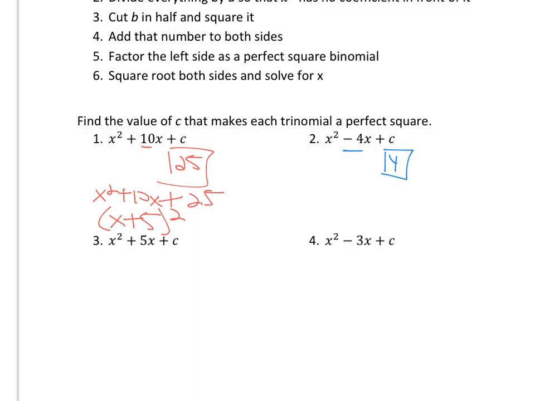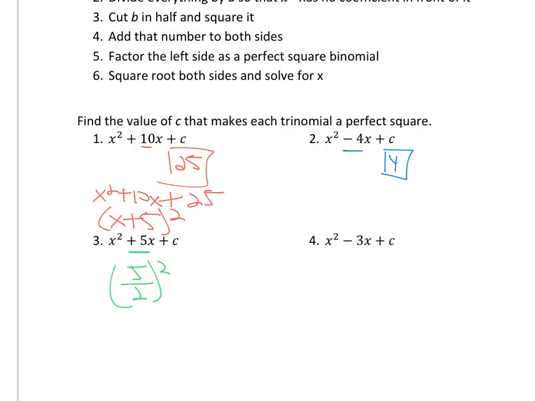Number 3 and 4 are a little bit tougher. When you have even numbers, it's really easy because they cut in half very easily. But when you don't have that, like here in number 3, you've got to cut 5 in half. Well, 5 cut in half is just 5 divided by 2. So what I need to square is 5 divided by 2, half of 5. Which is the same as 2.5, but it's easier to work with fractions than decimals, because I can't do 2.5 times 2.5 in my head.